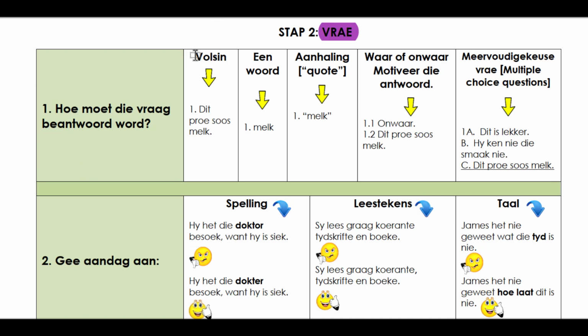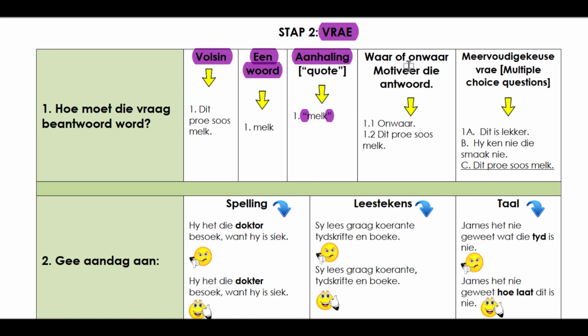So sometimes the question will say skryf in vol sinne. So you have to make sure that your answer is a complete sentence. Partykeer sal die vraag sê skryf een woord. En in daardie geval moet jy slegs een woord neerskryf. Sometimes it will say only one word, in which case you only need to provide one word. Onthou, wanneer die vraag sê haal aan, moet jy aanhalingstekens gebruik. So when the question says quote, you need to include your quotation marks.